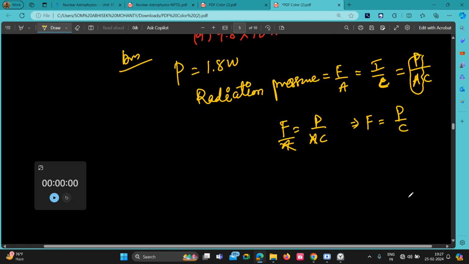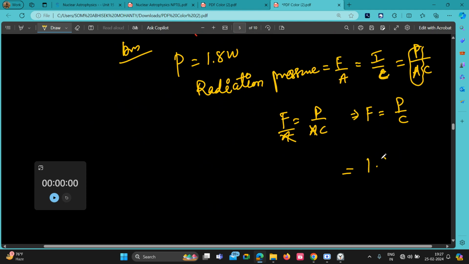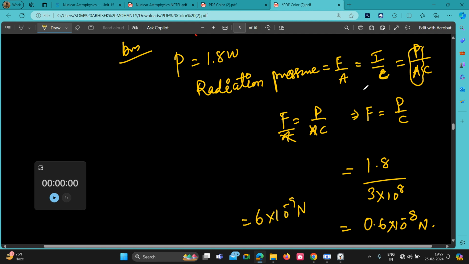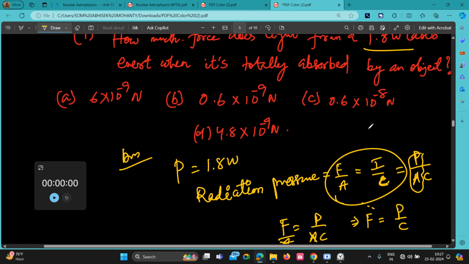Power is 1.8 watt. So 1.8 divided by C, that is 3 into 10 to the power 8 meter per second. That is 0.6 into 10 to the power minus 8. The unit is newton. I can also write it as 6 into 10 to the power minus 9 newton. It's just about the formula. We just need to remember these formulas and we're able to solve it. 6 into 10 to the minus 9, option A is the answer.